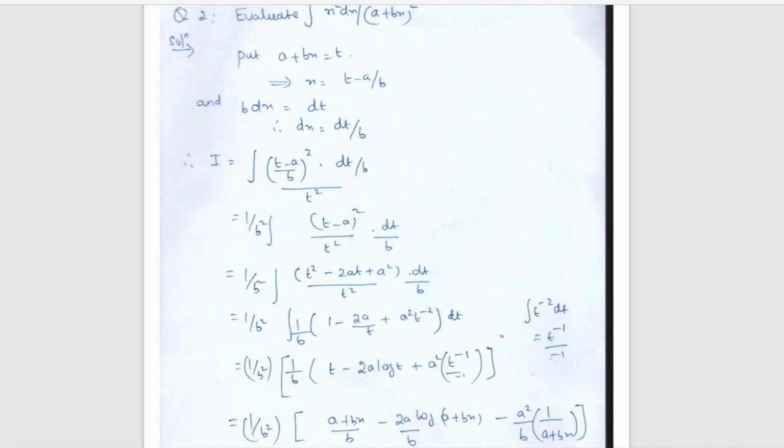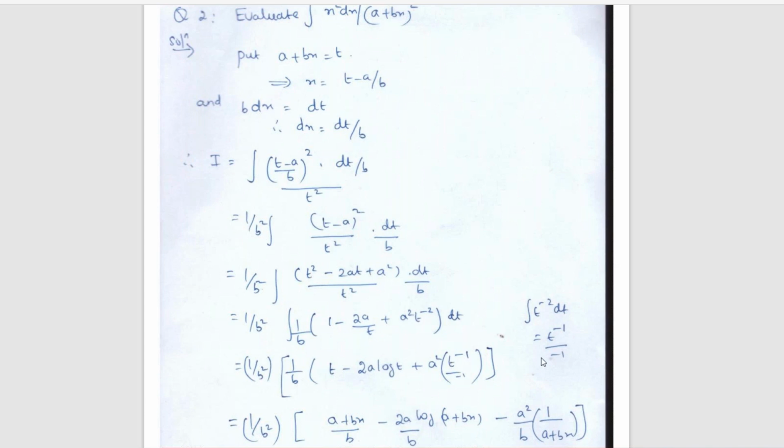Okay, what is the differentiation of t dt? It is in the numerator. So I can write log of the denominator. So log t minus 2a log t plus a square. Here I am having t power minus 2, t power minus 2 dt. So if you integrate, you will be getting t power minus 1 by minus 1.